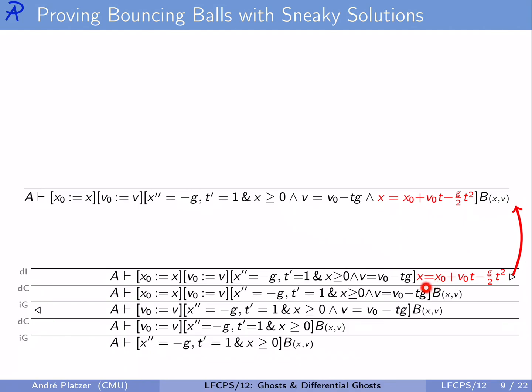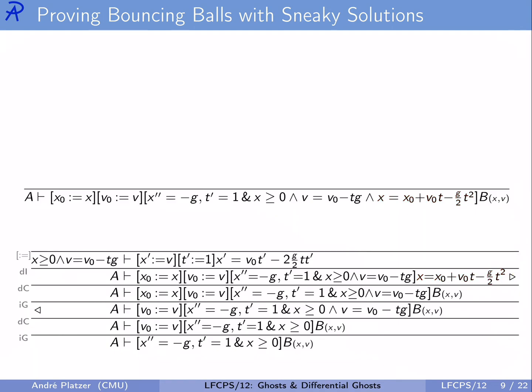Again, we will use differential invariance to prime the entire postcondition, which will give us x prime equals v0 t prime minus 2g over 2 t t prime. Let's look at this. It's the differential of t squared times g over 2. We plug in x prime and we plug in t prime in these places. That requires us to prove that velocity, which is the new value for x prime, equals, well, t prime is 1, but v0 survives, and minus 2g over 2 t, t prime is 1, so that goes away.